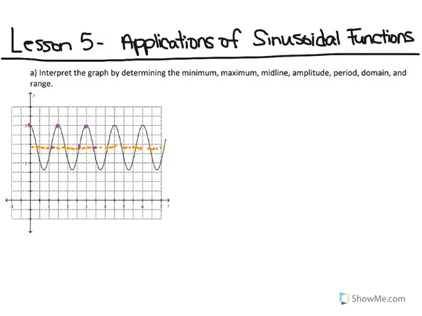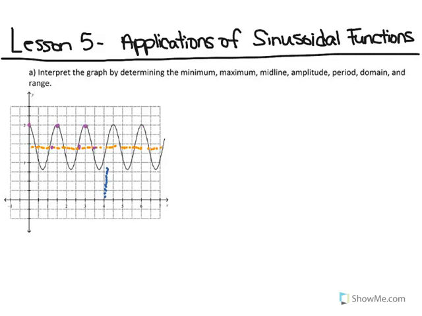Okay, part B says determine the height above the ground at 4 seconds and at 9 seconds. So at 4 seconds, it looks like it's at about 1 meter. So 4 seconds is equal to 1 meter. Now we want to also find 9 seconds.